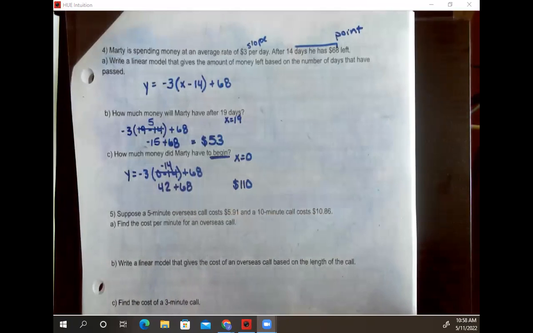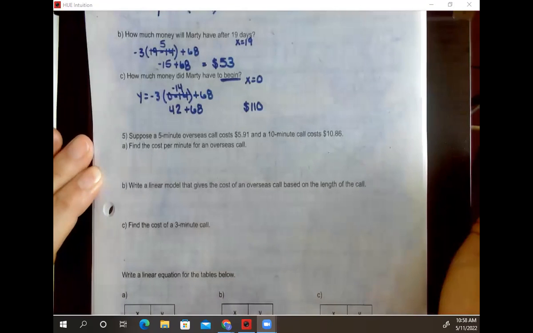Questions for me on number 4? Again, a little bit tricky because I didn't have that starting amount. For number 5, same idea. We don't have the starting amount this time. Instead, what we have are 2 different pieces of information about the cost of these phone calls. So what we essentially have are 2 points, okay? They didn't give us the slope this time. That's actually the first thing that we try to find, right? That charge per minute for this overseas call.